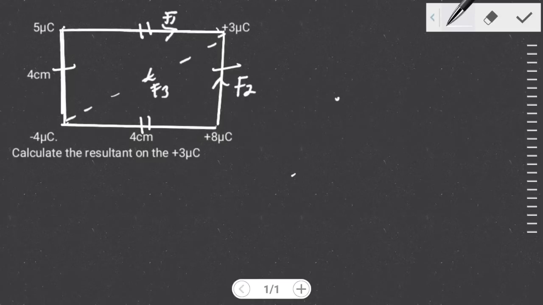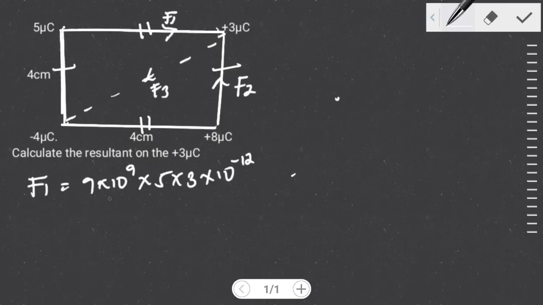And therefore let's work out and calculate for this. You find that F1 will be equal to 9 times 10 to the power 9 times 5 times 3 times 10 to the power negative 12, all over the distance of separation. This distance is the same as the other one, so this would be 0.04, and this would be squared.